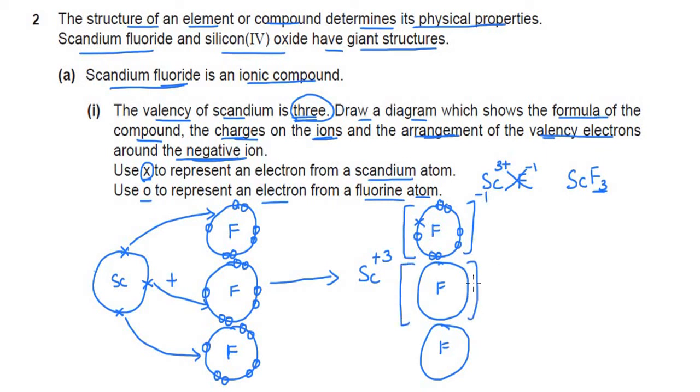The same can be drawn for each of the fluorine atoms, again showing that it has 7 electrons in the form of dots and 1 electron in the form of a cross from scandium.